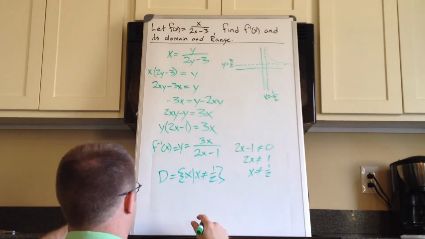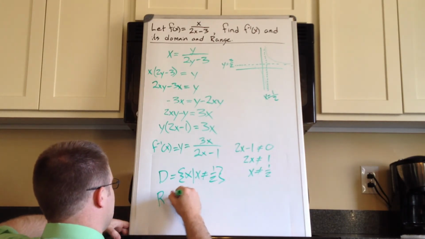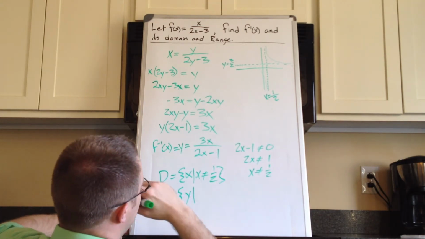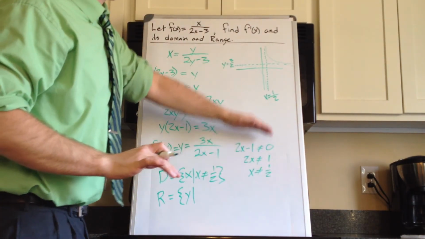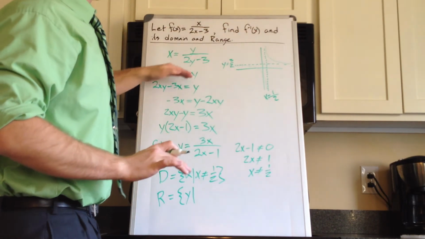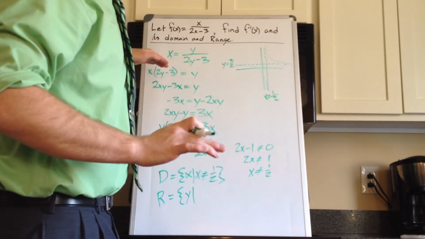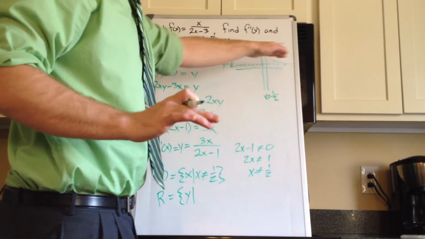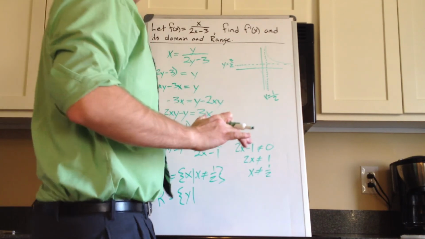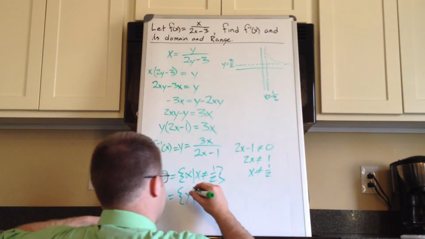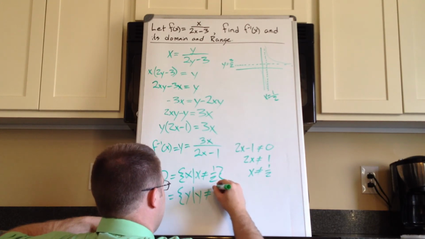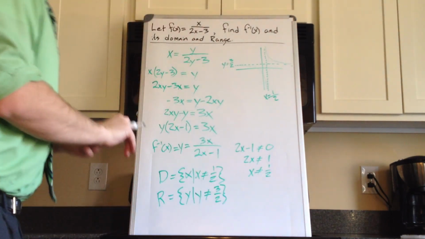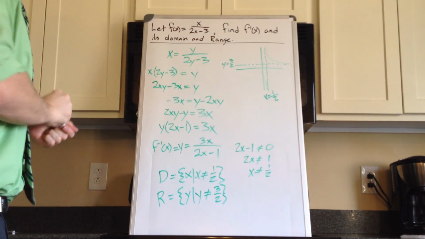That's our horizontal asymptote. For our range, I'm going to say the set containing all y such that y does not equal 3/2, because that's the only y value that we never use. The graph never crosses this line y equals 3/2. It's a horizontal asymptote, so that y value is never used in any ordered pair on the graph. So y such that y is not equal to 3/2 would be the range. And you could use the graphing calculator to help verify this if you weren't quite sure about what you were doing.